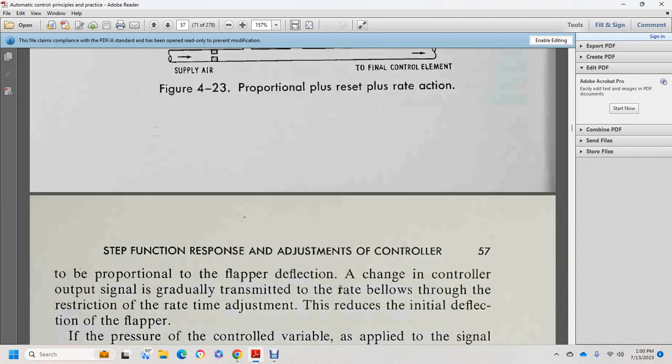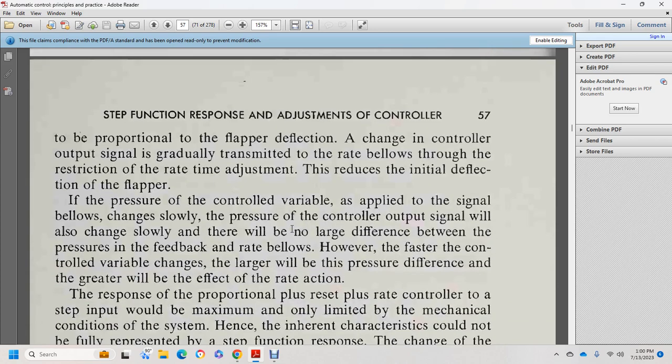To be proportional, the flapper direction changes with the control output signal to gradually transmit to the rate bellows through the restriction of the rate time adjustment, reducing the initial deflection of the flapper. If the pressure of the control variable is applied to the signal bellows with a slow change, there will be no large difference between the pressure for the feedback and the rate bellows. However, the faster the control variable changes, the larger the pressure difference, and the greater the effect of the rate action.